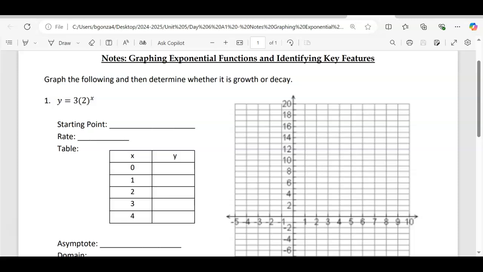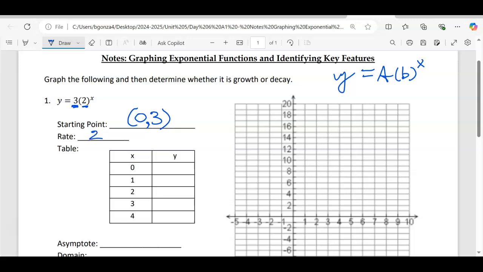Number 1, what's the starting point? So y'all remember when we have y equals a times b to the power of x, right? So a, this first number, is my starting point, my initial value, my y-intercept, which is 3, but you don't want to just put 3, it's (0, 3), right? Now, what's the rate? Well, it's that number in the parentheses. The rate is 2. That's going to tell you if it's growth or decay.